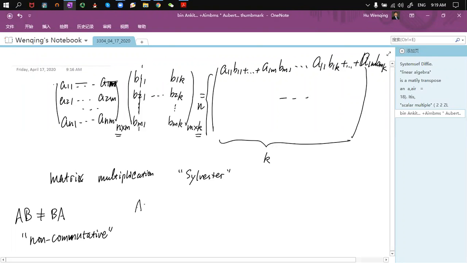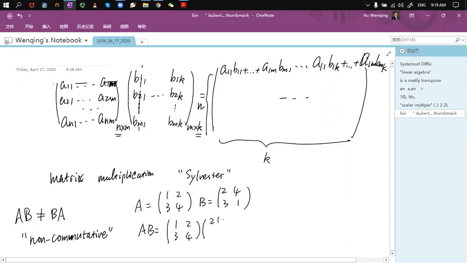So you can easily check this. For example, A is [1, 2; 3, 4], and let's say B is [2, 4; 3, 1]. So A multiplied by B, by our definition of multiplication: 1 by 2, 2 by 3, so that's an 8. 1 by 4, 2 by 1, that's a 6. 3 by 2 is 6, 4 by 3 is 12, so that's 18. 3 by 4 is 12, 4 by 1 is 4, 12 plus 4 is 16.